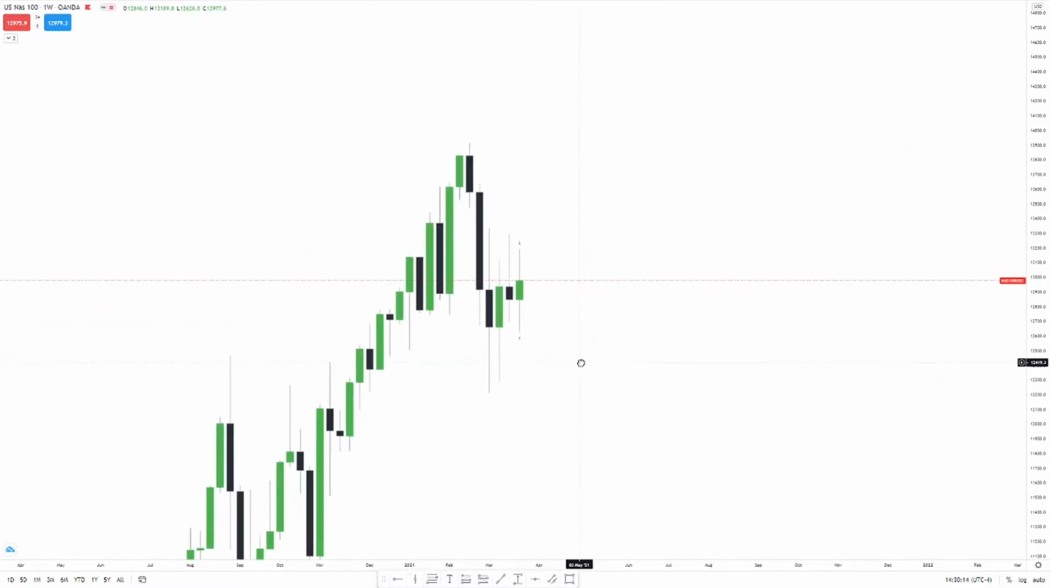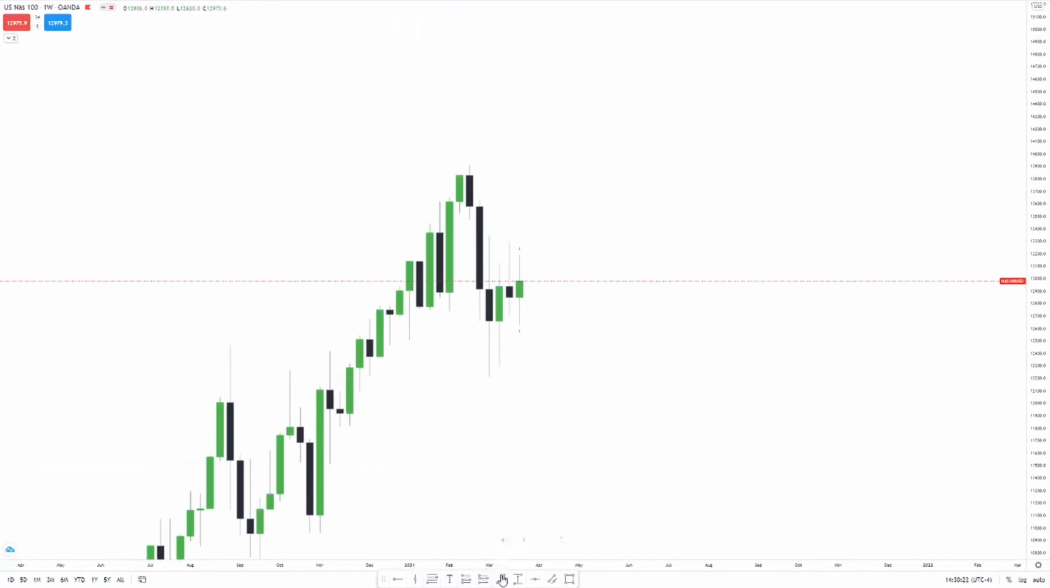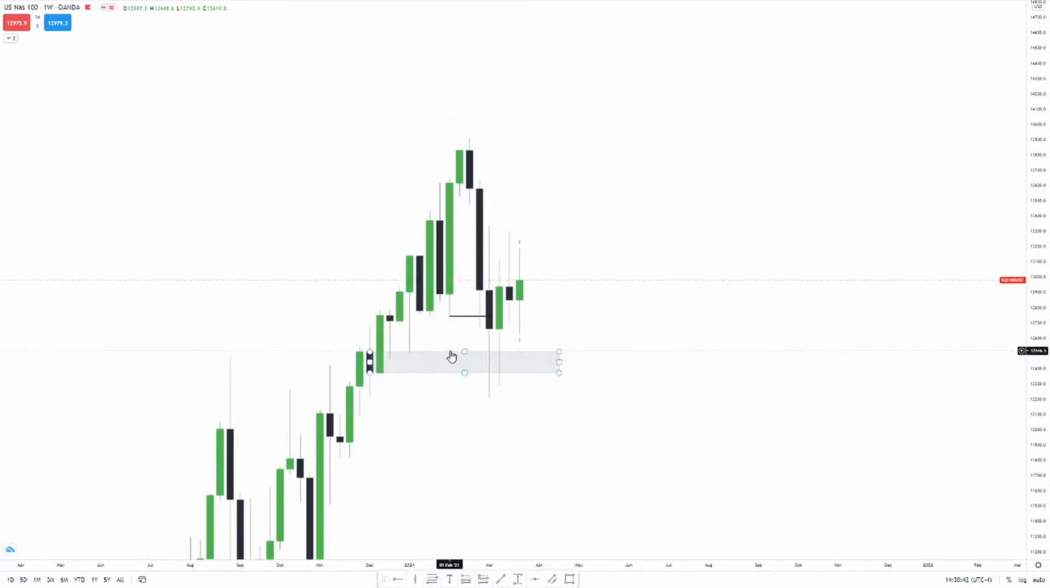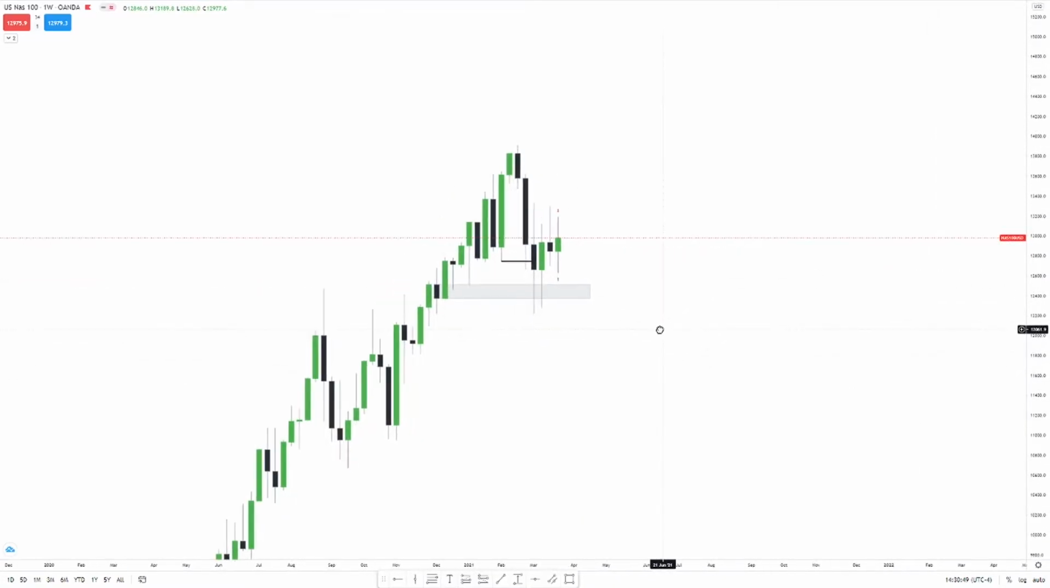Nevertheless, as you can see on the weekly time frame, we're still in an uptrend, and price broke these lows right here, but however price maintained above this order block right here. You can see that for the past 4 weeks price closed above this order block, so buyers are still in momentum.